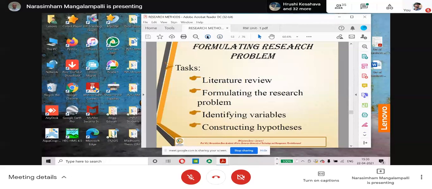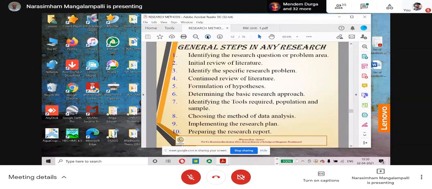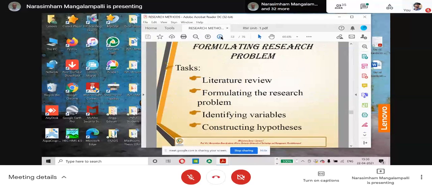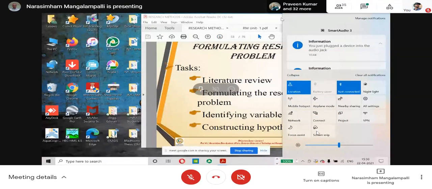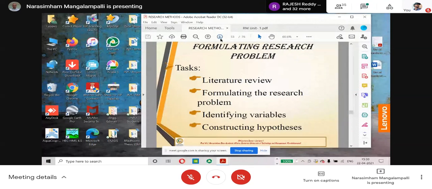So now I will explain each of these steps which I have identified here a little in detail. So formulating the research problem. When you want to formulate the research problem, you have to carry out the preliminary literature review, and then only you can formulate the problem, then identify the variables and construct the hypothesis. So this contains these tasks.